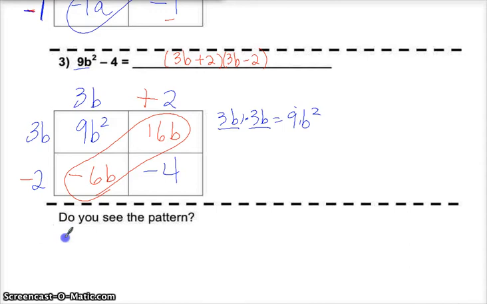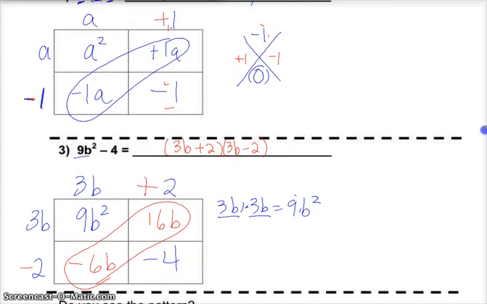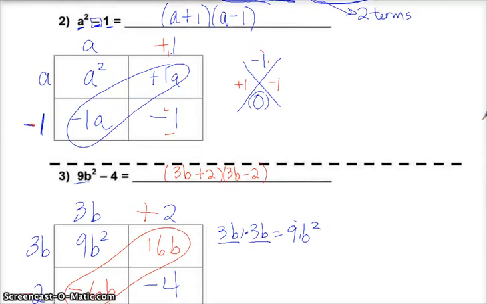Okay, so let's look at these. The question here is, do you see a pattern? So what is your pattern? Look at the factors of a squared minus 1. It was a times a, that gives you a squared. +1 times -1 gives us -1. Your inside and outside terms, these terms right here, cancel.